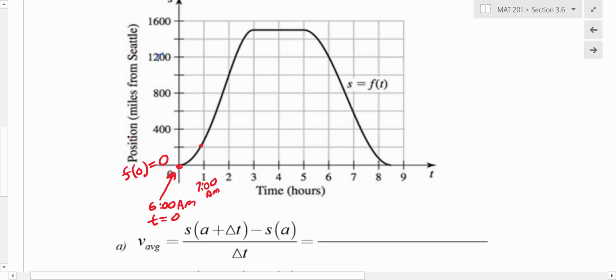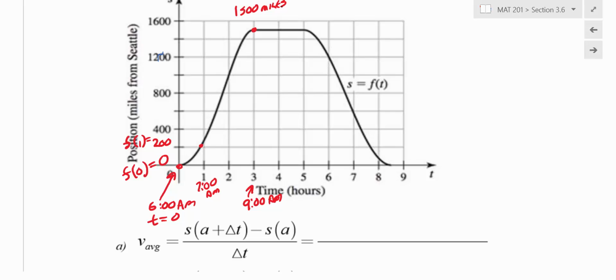You have f of 1 hour, that's pretty close to 200 miles. That means that at 7 a.m. you are 200 miles from the beginning, and so forth. Eventually, when you get to like 3 hours, which would be like 9 a.m., then you're there. You're about 1,500 miles from the start of your journey. Okay, everybody with me on what that means?